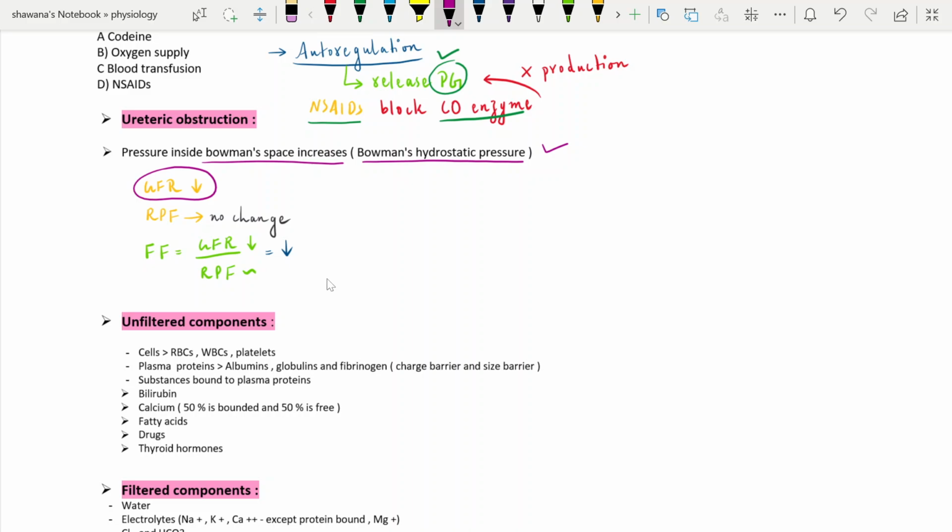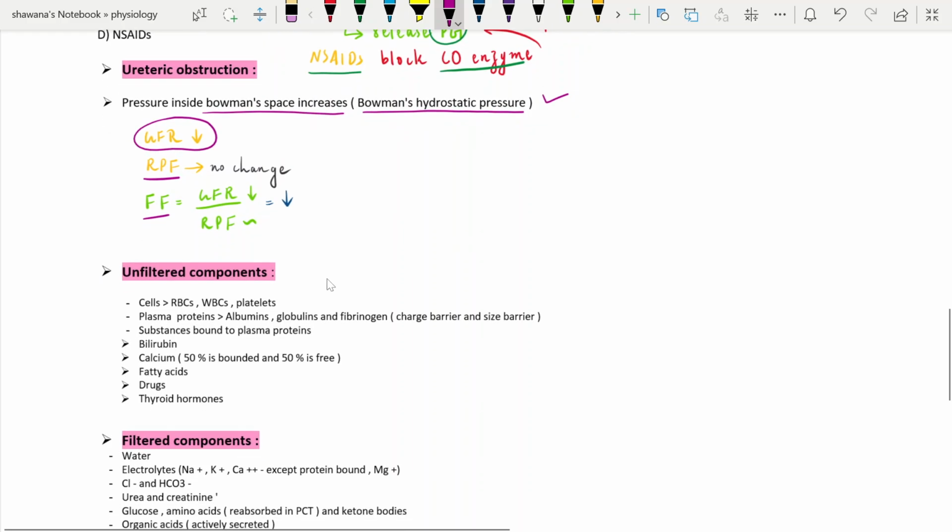When GFR is reduced, and renal plasma flow will not be changed because of ureteric obstruction, the filtration fraction would be reduced automatically.